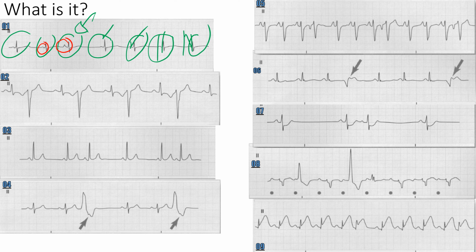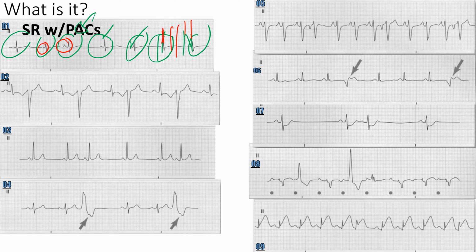No, PAC is extra spice on our rhythms. We have to identify the underlying rhythm. And what's the underlying rhythm? So let's find a normal. This guy kind of lines up, 300, 150, 175. This is sinus rhythm. Is it normal sinus rhythm? No, because normal sinus rhythm does not have PACs. So that is sinus rhythm with PACs.